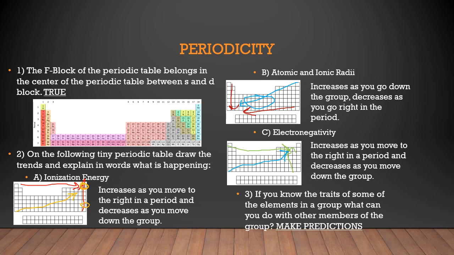The electronegativity is how much an atom wants an extra electron, and it depends on the distance from the nucleus and what shell is being filled. And then if you know the traits of some of the elements in a group, what can you do with the other members of the group? You can make predictions. So something in group 13, boron, acts a little bit different. It acts more like the nonmetals, but aluminum, gallium, indium, and thallium all act very similar to each other. And all of these are going to have very similar properties because of the number of electrons and the position in the shell that it's in.